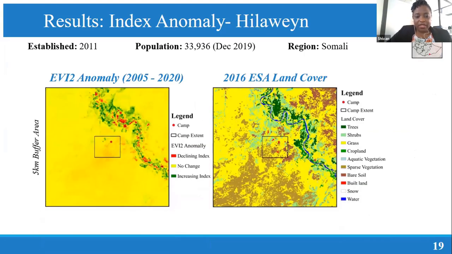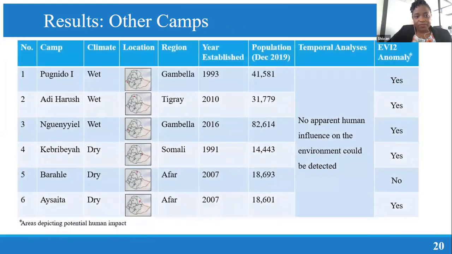And for the anomaly, we only see areas of decreasing vegetation health along the river. Those are the areas in red. And we know those areas are being used for cropland, a bit of shrubland, and a bit of grass. And not much within the camp extent could be determined from this analysis.